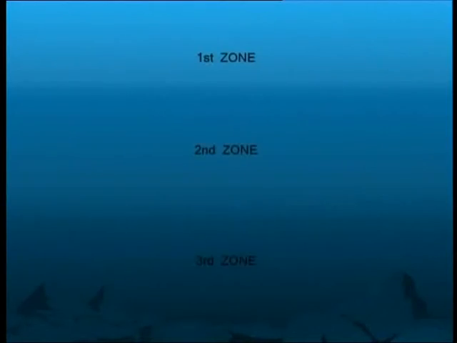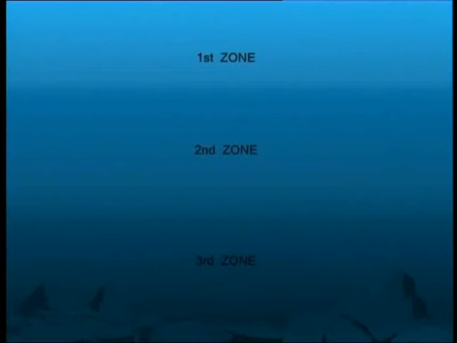The next layer is the dysphotic zone. This area is too deep for much light to reach. As a result of this, the light here looks like twilight on land. The deepest part of the ocean is called the aphotic zone, or deep sea.